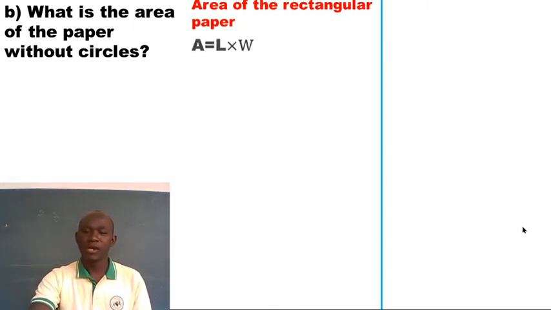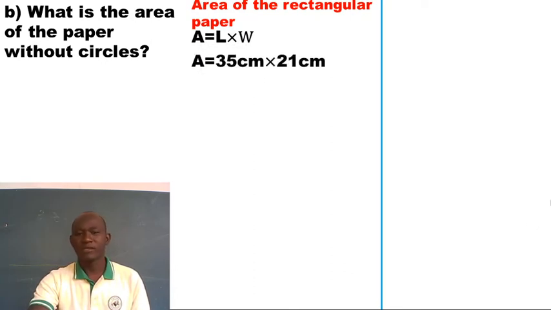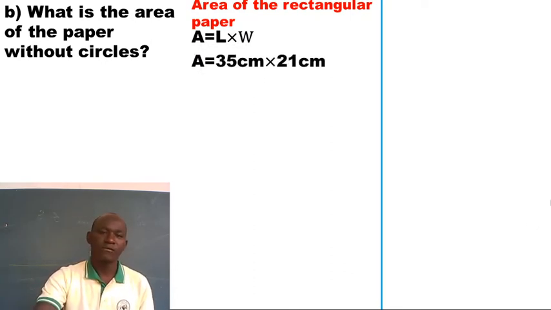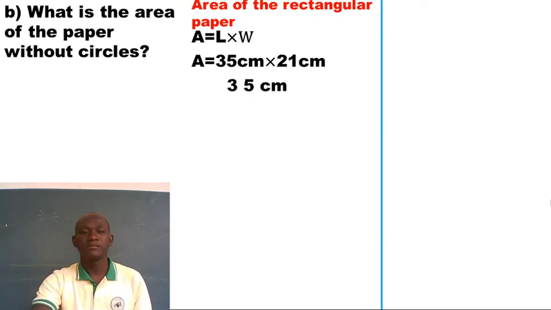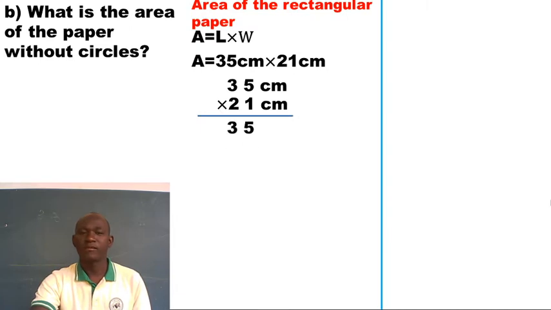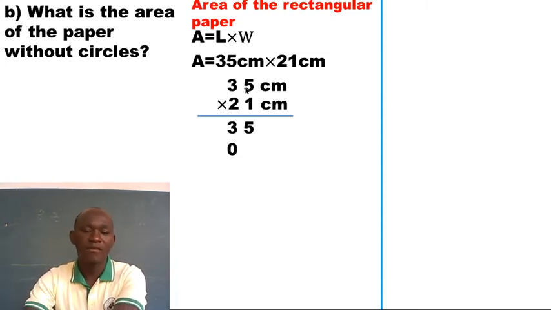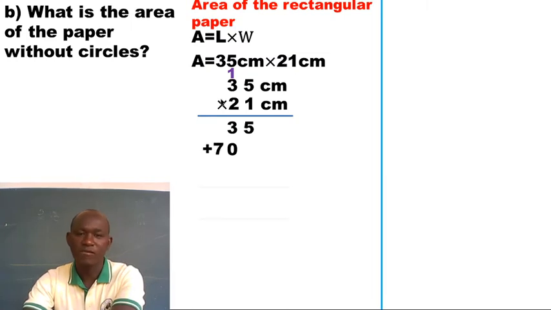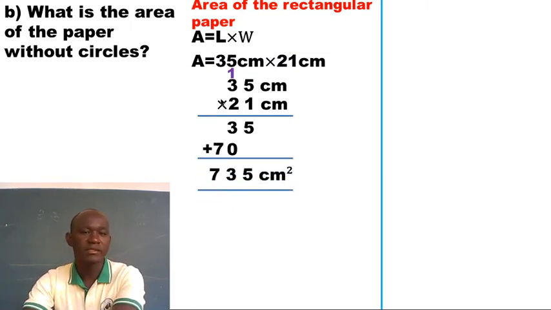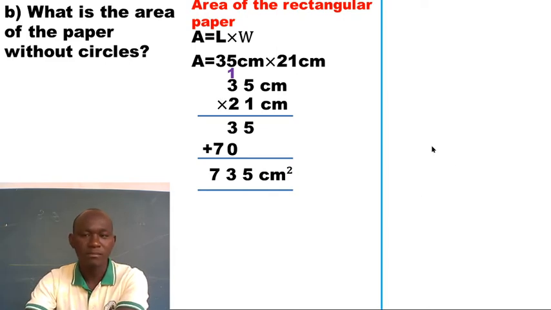First, you need to find the area of the rectangle. Our length was 35, and we are multiplying by 21. 35 times 1 is going to give us 35. Then I multiply by 2. 2 times 5 is going to give me 10, so I write 0 and regroup 1. Then 2 times 3 is 6, plus the 1 that we regrouped gives us 7. Finally, add that, and you get 735 square centimeters.